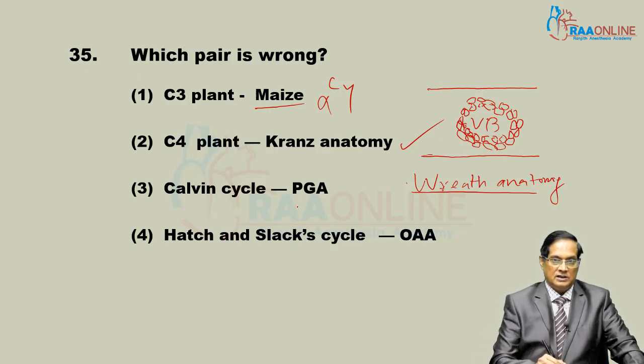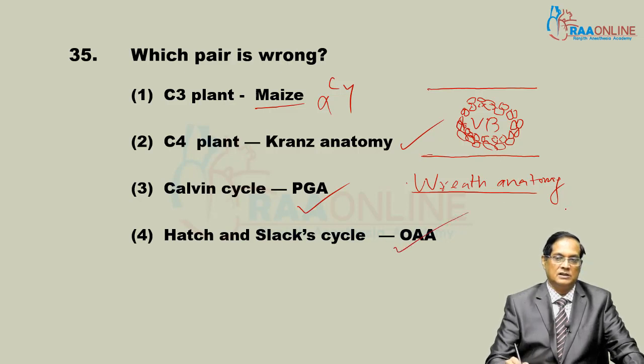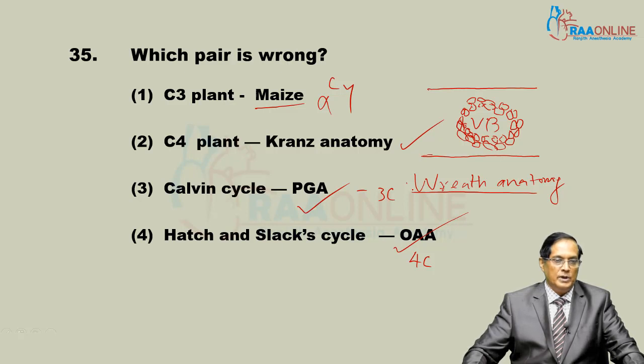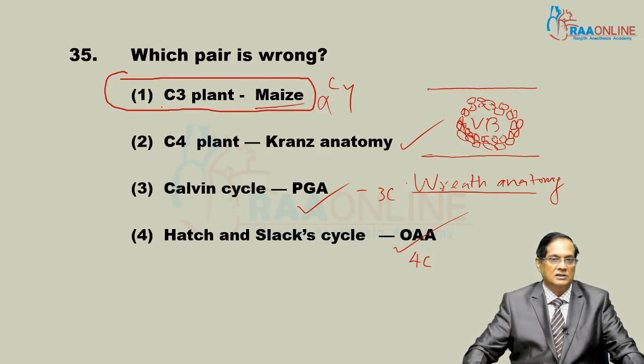Then, for the Calvin cycle, the stable product is 3-PGA. For the Hatch-Slack cycle, the stable product is oxaloacetic acid. This is a 4C compound, this is a 3C compound, and right. And the first one, maize, is a C4 plant, not a C3 plant. So this pair is wrong. The correct answer is C4.